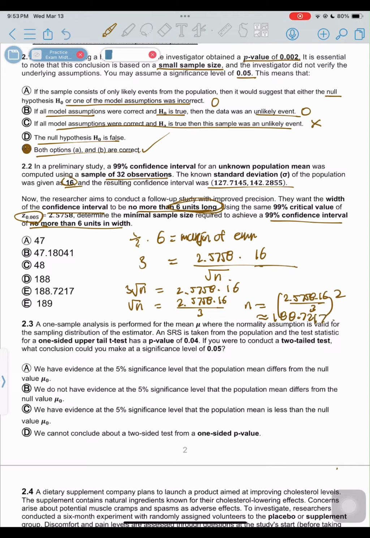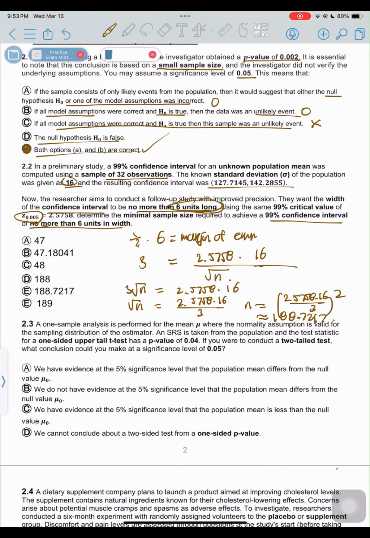But the sample size must be an integer. We don't have a 188.7217 sample size, right? So it has to be a whole number. So if you round it up, that becomes 189. So the sample size would be 189.